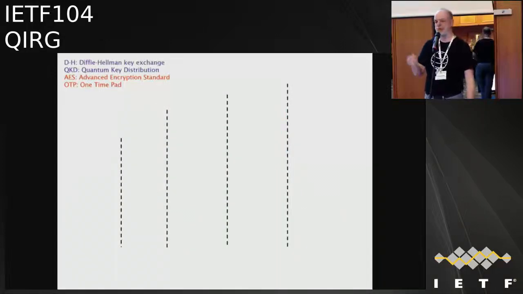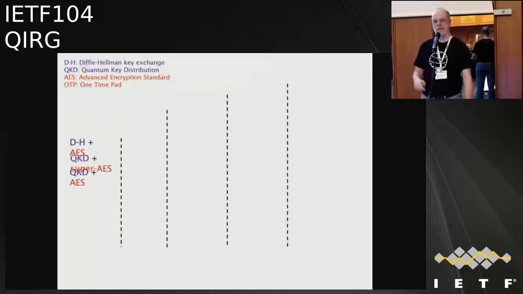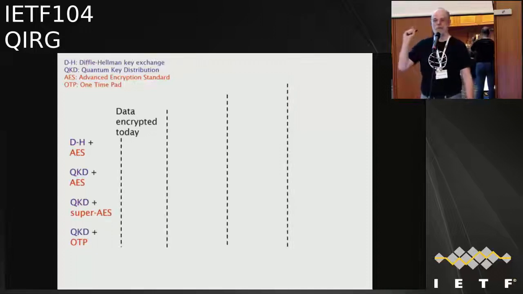How long is it useful for? Let's look at some use cases with a couple of different possibilities for the key exchange mechanism and a couple of different possibilities for the bulk data encryption. Diffie-Hellman plus AES, QKD plus AES, QKD plus something I'll call super AES, and QKD plus a one-time pad. And let's look at data that we're encrypting today. So you're encrypting data today and you're sending it across the network.